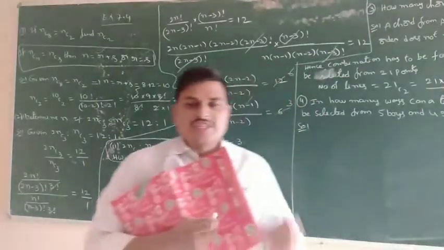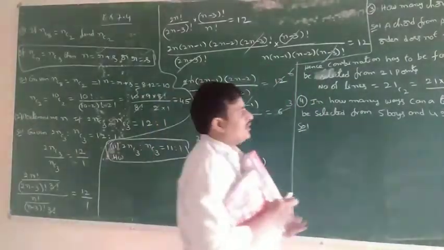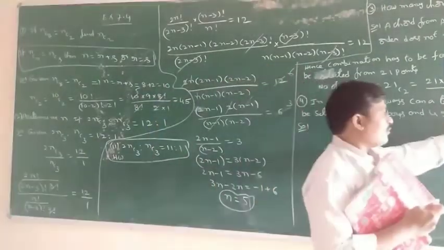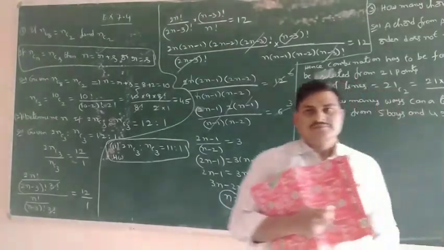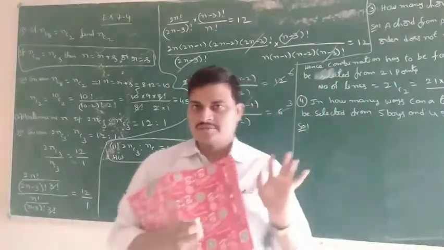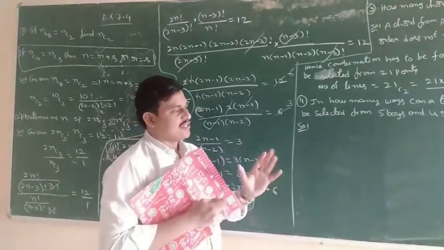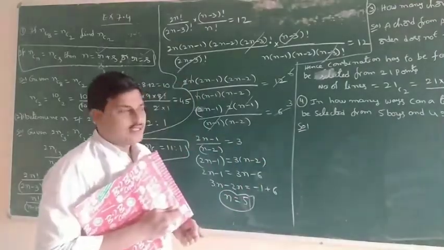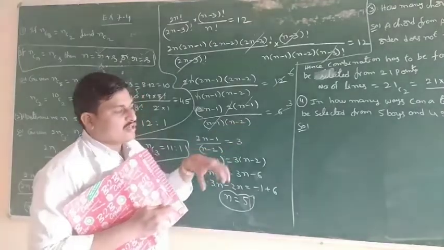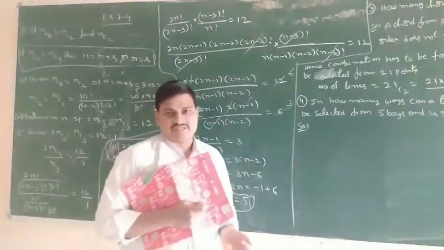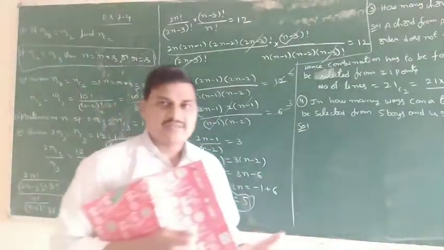A team of 6 members must have 3 boys and 3 girls, half girls, half boys. So, how many ways of team selection are there? Team means selection.